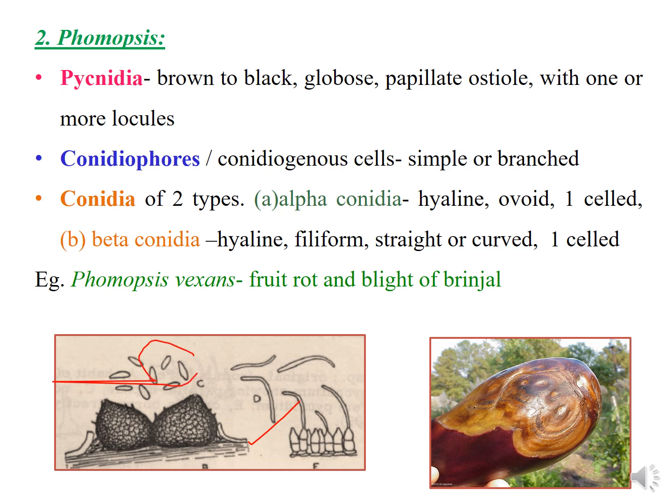Here these are the alpha conidia, they are ovoid in shape and one celled, whereas beta conidia are hyaline and filiform, that is thread shaped conidia, either straight or curved, but single celled. An example for Phomopsis is Phomopsis vexans, which causes fruit rot and blight of brinjal. Here you can see the symptoms on the fruit caused by Phomopsis vexans.